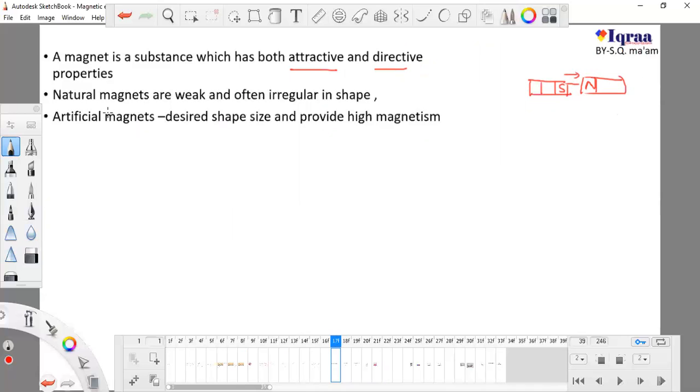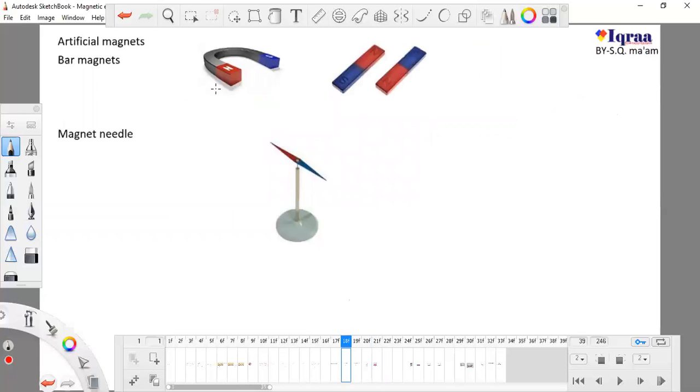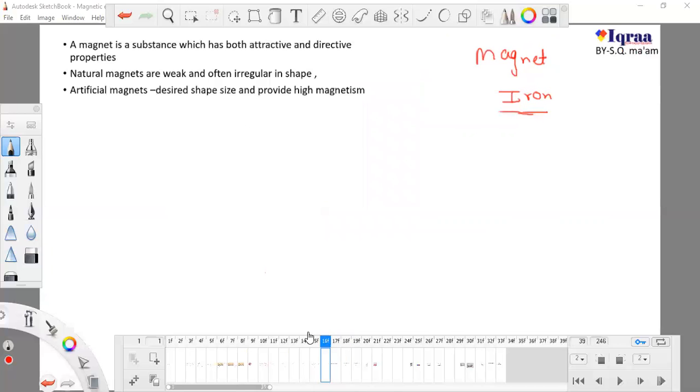Now generally we have natural magnets. These are natural magnets, and we can find them in nature, everywhere. Natural magnets means they are not electromagnets, they are just magnets provided to us by nature. They are weak and irregular in shape. What does it mean? We have to change their shape, or sometimes they are very weak and not what we desire. A very weak, small magnet cannot attract a large amount of iron, because it is small.